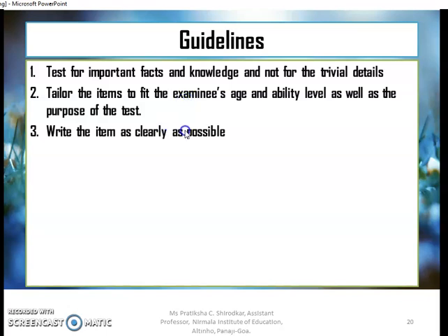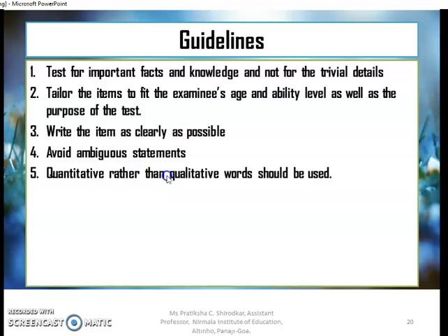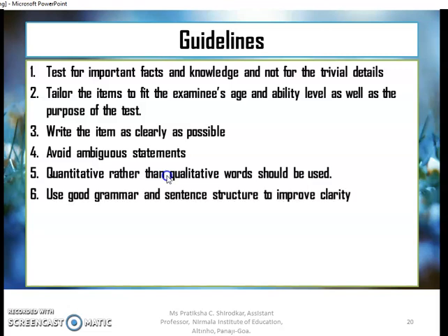Write the items as clearly as possible. There shouldn't be any ambiguity in the question. Avoid ambiguous statements. Quantitative rather than qualitative words should be used. So qualitative words, in the sense of those which emphasize the kind of answer you expect, should be used in a major part of the question, apart from using quantitative ones, like how many words you expect the answer to have. But the words mentioned in the question should be qualitative, referring to the concept that you expect the child to remember.